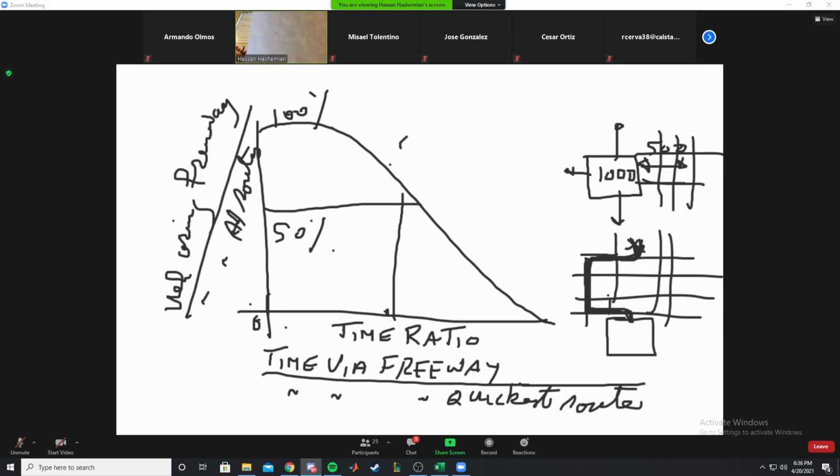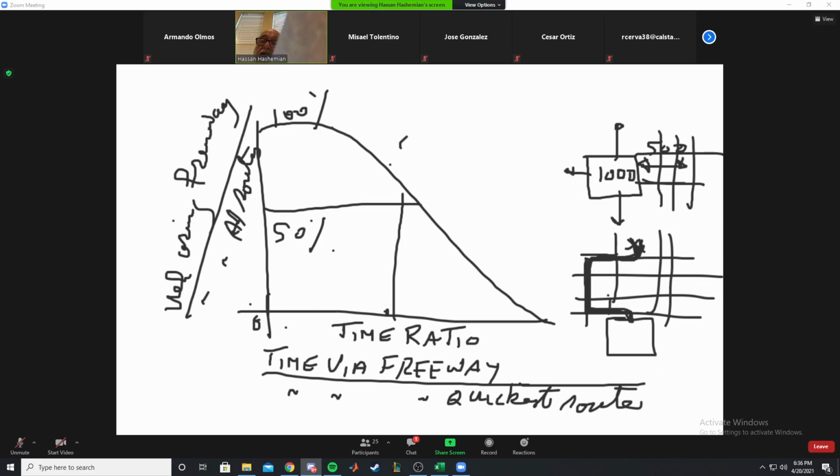50% using other routes, because they are both the same time. So if you go from home to school, if you use the freeway, it takes you 10 minutes. If you use the quickest route, it takes 10 minutes. 50% of the people use the quickest route, 50% of the people use the freeway, because they are the same.